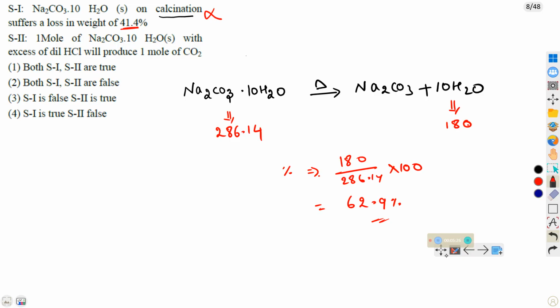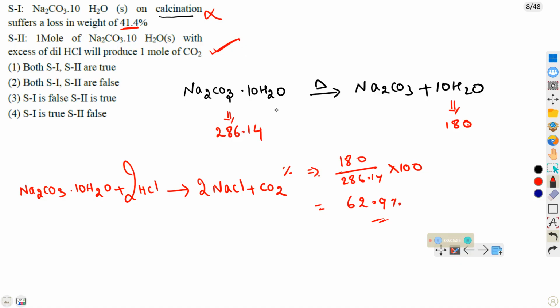Statement 2: 1 mole of Na2CO3.10H2O with excess dilute HCl will produce 1 mole of CO2. See the chemical reaction. Na2CO3.10H2O reacts with excess HCl, then it gives 2 moles of NaCl plus CO2. Correct, it produces 1 mole of CO2. Statement 1 false, statement 2 true. The remaining 11 moles of water molecules are eliminated.